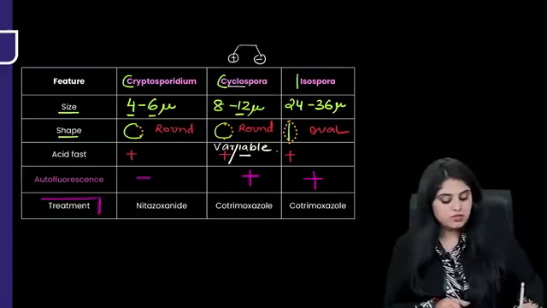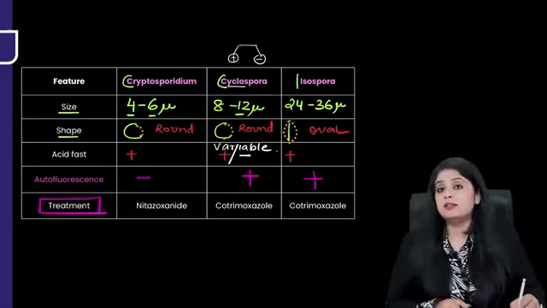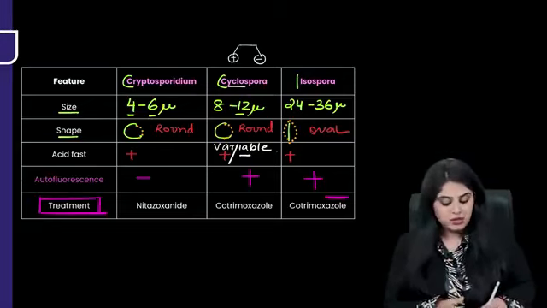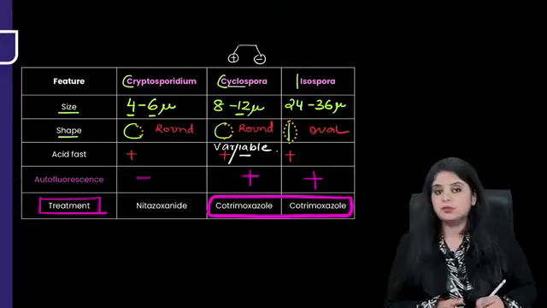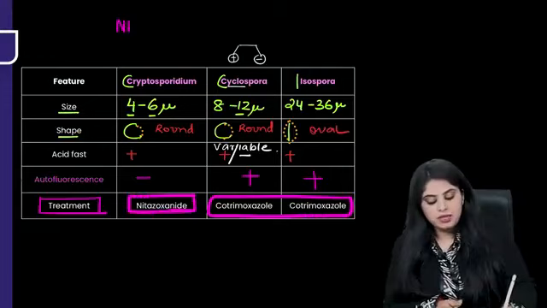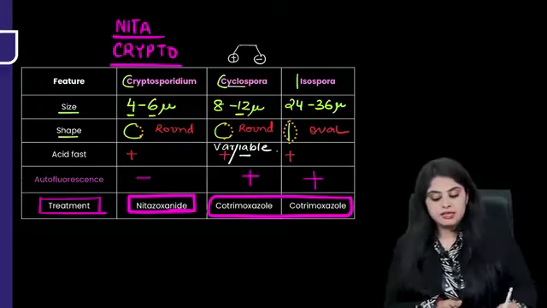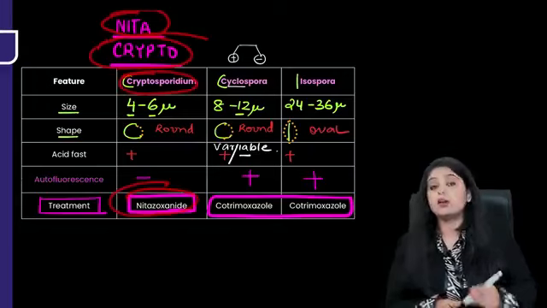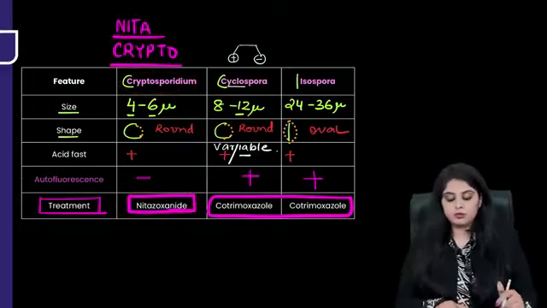What is gonna be the treatment? Of course, you remember from the main story that I taught you in the main videos. The Spora brothers are treated with cotrimoxazole. But what do you treat with nitazoxanide? So I have told you Nita Ambani ke paas cryptocurrency. Lot of money, of course. Nita Ambani has a lot of money. So Nita Ambani, that is nitazoxanide, is going to have cryptosporidium or cryptocurrency, and that is the treatment for cryptosporidium.